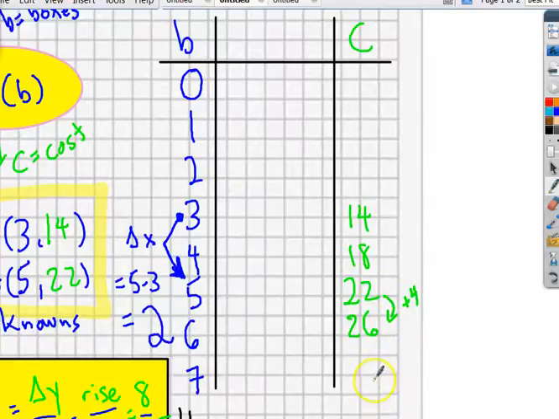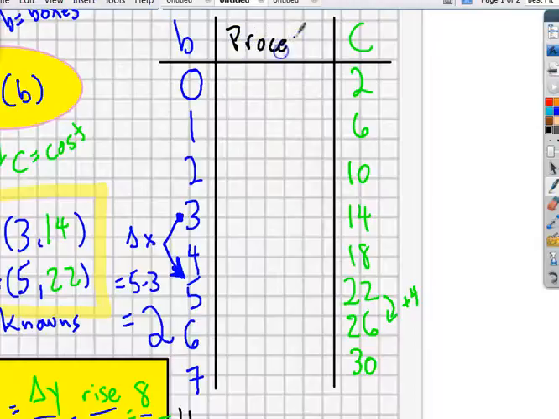Okay, one after that. Somebody? Go ahead. 30. And now let's work backwards. We're going to work backwards to find the starting value. So 22, 18, 14, 10, 6, 2. Not 0. It does not start at 0. It starts at 2.